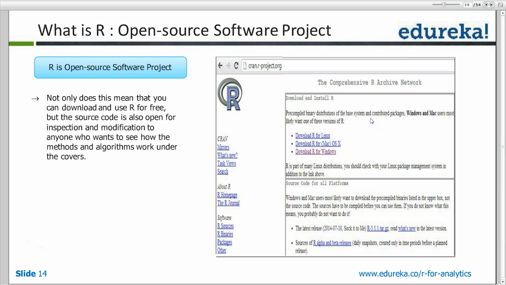And then you also have the freedom to study how it works. So the source code of R is available to one and all to examine. So you can look into the internals of the R program and try to understand how it works. So that freedom is available too.